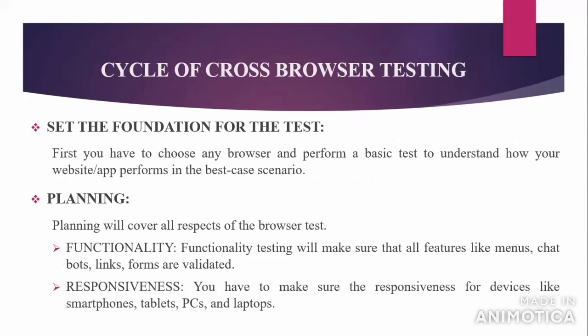Next is planning. Next, you have to create a plan for how you will perform your test. Planning will cover all aspects of browser testing. You have to follow key steps that should be considered while planning. First is functionality. In this, you have to test the main functionality. Functionality testing requires making sure that all features like menu, checkbox, links, forms are validated, cookies are being handled, and the database is saving the information correctly.